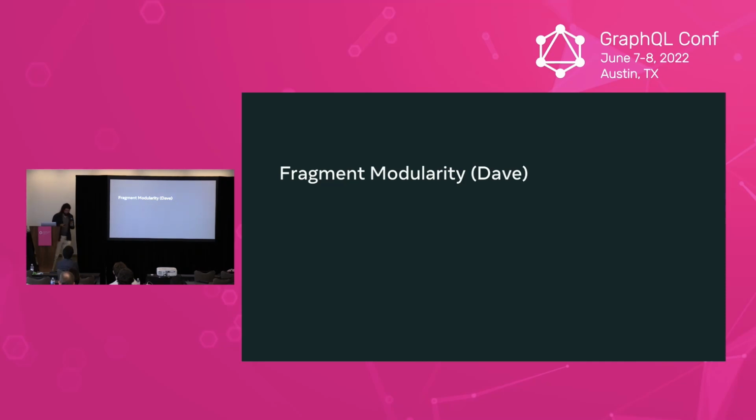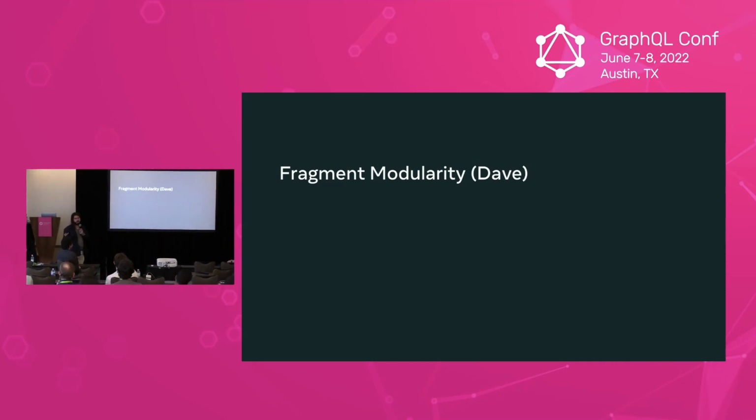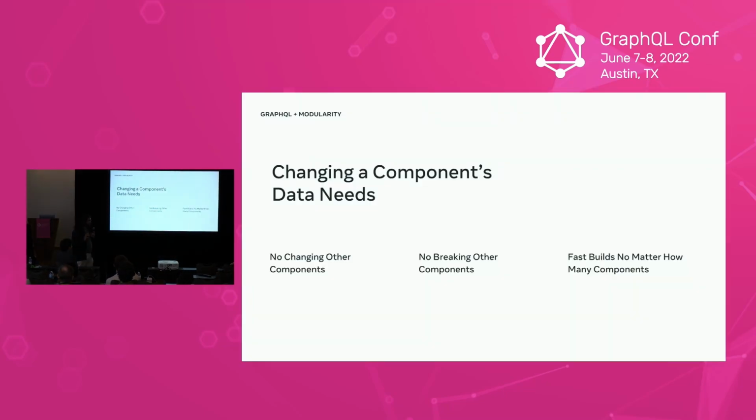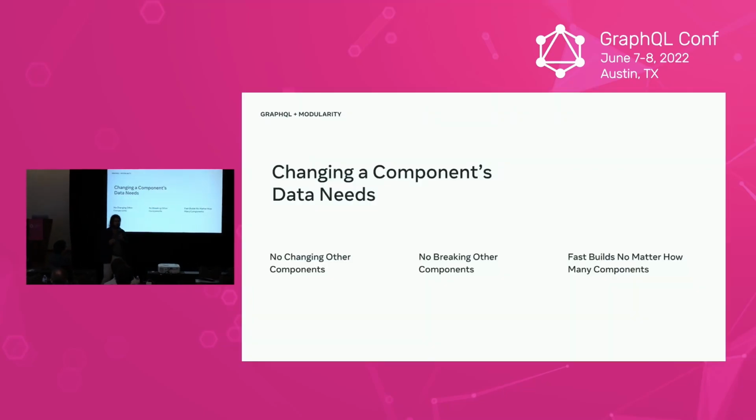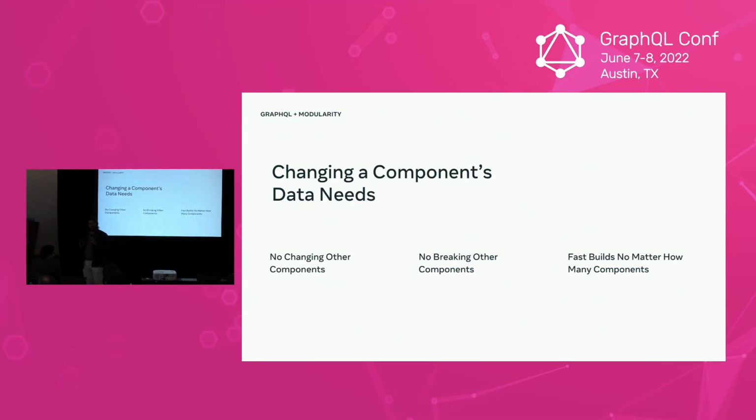So I'm Dave. I work on Relay at Meta. Relay is our GraphQL client for JavaScript and React. And like Matt said, GraphQL is supposed to be all about making things modular and separating out components so that they can be developed independently. There are just a few things where it's falling short, and if we fix those things, we'll actually have this really ideal developer experience where things are really modular.